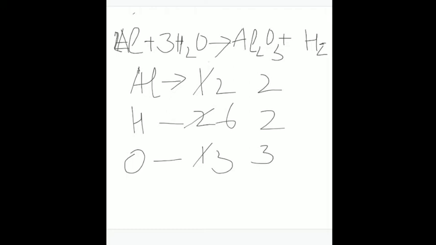Oxygen has become balanced, only hydrogen has not. So is there any number which when multiplied by 2 gives you 6? Yes, it is 3. So you write 3 over here. 3 twos are 6. This is a balanced equation. So please learn the valencies and symbols properly so that balancing becomes easier for you. Practice this a lot.